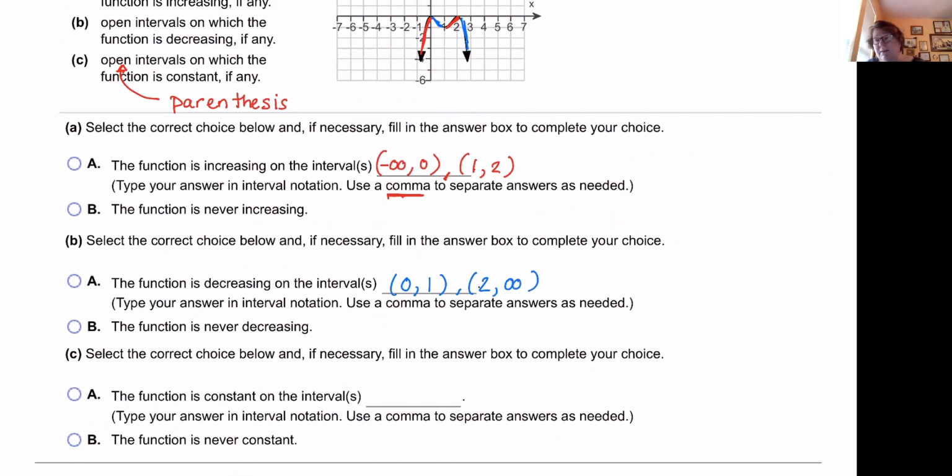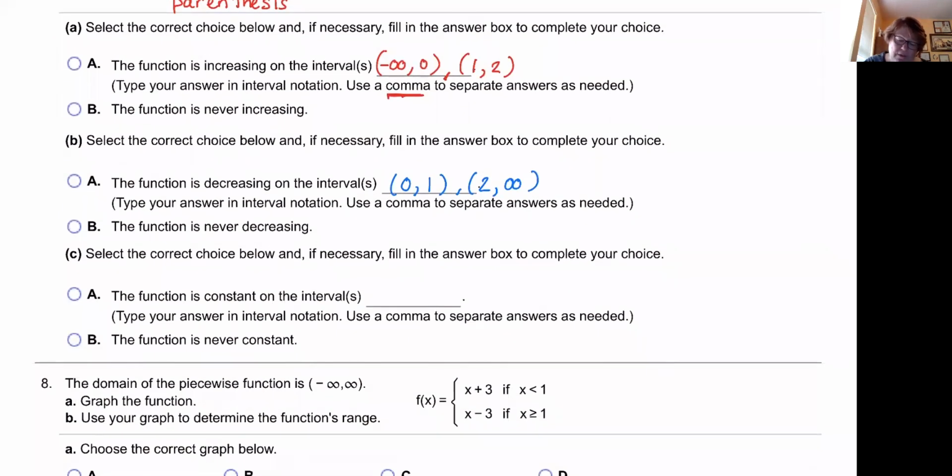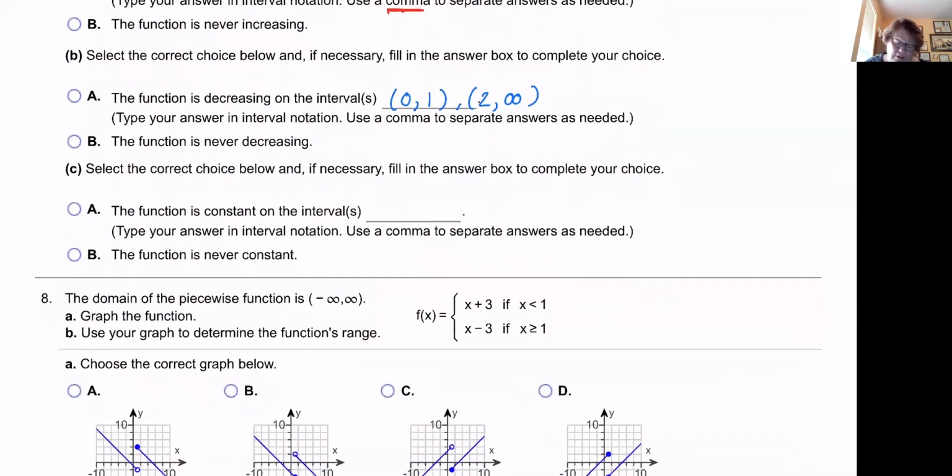And that is positive infinity, not negative infinity, because we're talking about over the domain. So where is this function going in the domain? Well, it starts at 2 and it goes to the right forever. So it's 2 to infinity. All right, so where is this function constant? Excuse me, constant, so sorry. It is not constant anywhere. It's either increasing or decreasing over its entire domain.